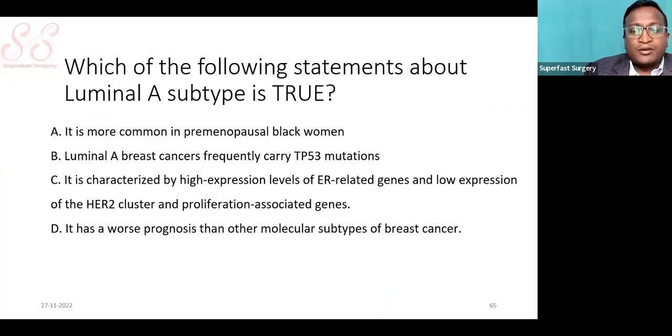With this background of knowledge, now we'll try this MCQ. Which of the following statements about luminal A subtype is true? So you may try this question.